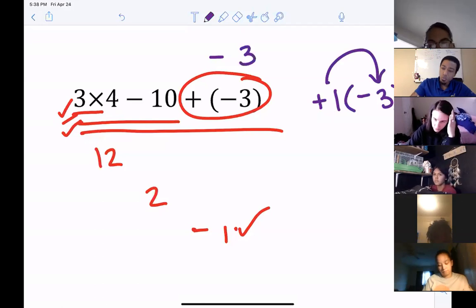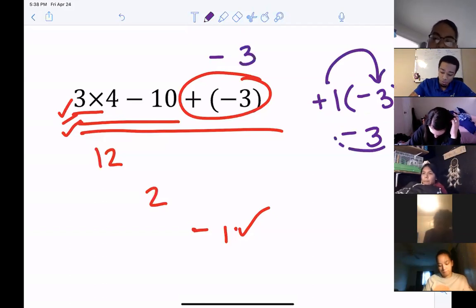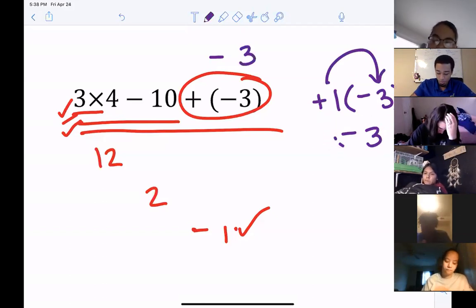-3. Right. So this entire thing just turns into -3. That's the proof there. That's why it works. So whenever you see a plus negative number, it's the same thing as subtracting, because once you distribute, which not everybody does in terms of seeing it that way, because we don't have to. If you see a plus negative number, it's the same thing as subtracting that number. Same thing as subtracting that number.